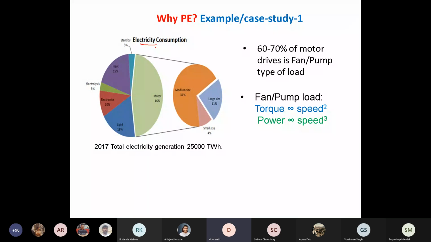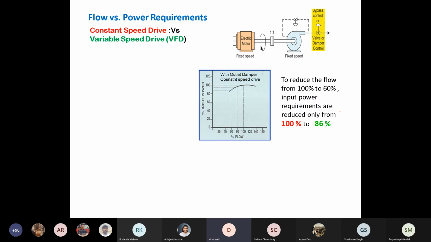The majority of them are actually fan or pump type loads, and their characteristic is something like that. The torque is proportional to speed square. There is a course on electric drives that you will be getting in final year, where these things will be discussed in much more detail. But just assume that this data is correct as of now. The torque is proportional to speed square. You know mechanical power output is torque into speed, so that is proportional to speed cube. Speed I am denoting by omega. And from that, you have a pump, a water pump.